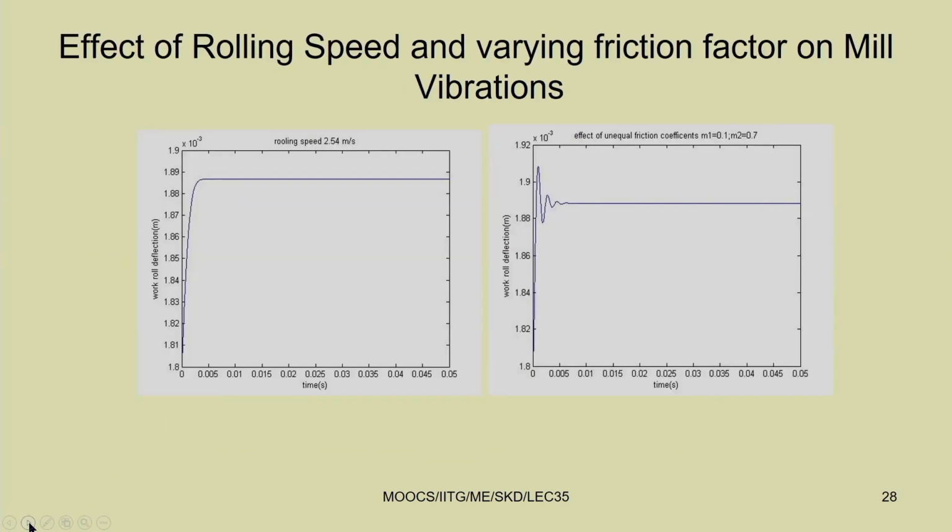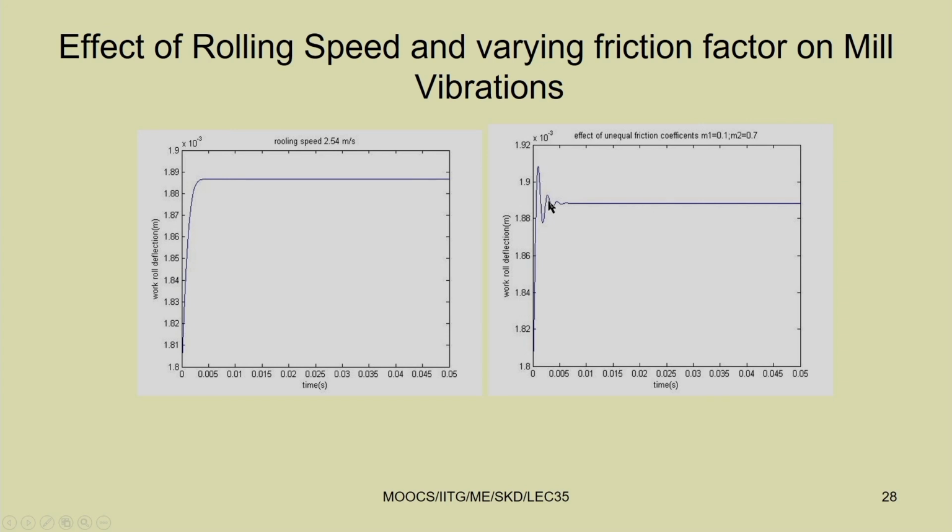Similarly, the effect of rolling speed and varying friction factor on the mill vibration can also be studied. Here the rolling speed is 2.54 meter per second. You can see the work roll deflection is less than previously, when we had taken more. Here we have taken the effect of unequal friction. First M1 and M2 of 0.1 are taken, and then M1 is 0.1 and M2 equal to 0.7.